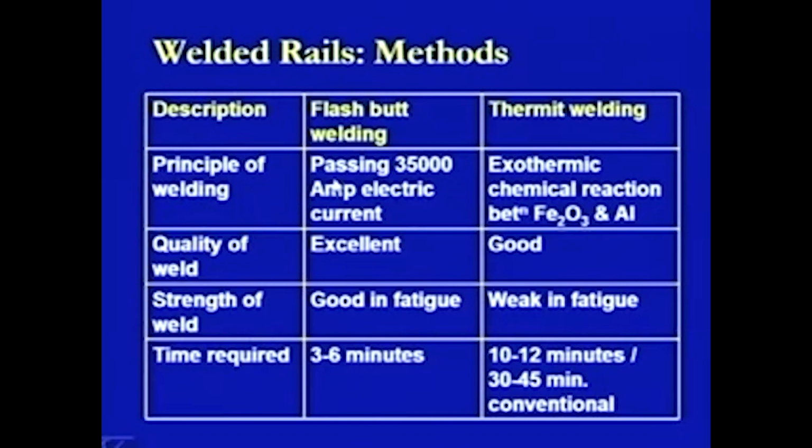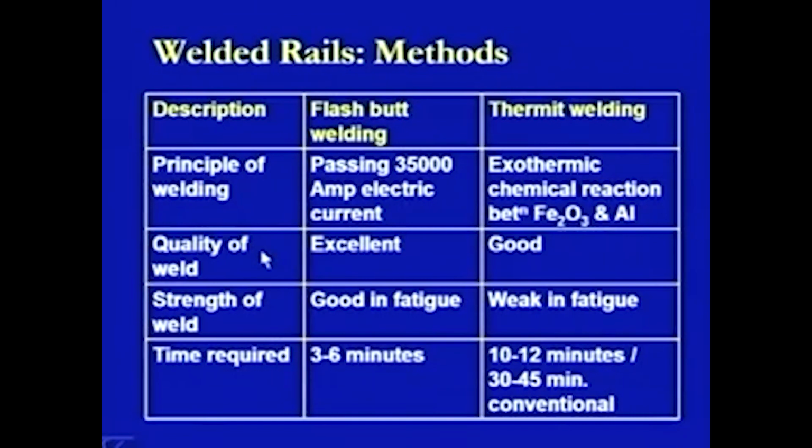In the case of flush butt welding, what we are doing is passing a 35,000 ampere electric current between the two rail sections so as to join them together. Whereas in the case of thermite welding, we are using an exothermic chemical reaction between the iron oxide and aluminum. This exothermic chemical reaction gives us iron and aluminum oxide, and this is the principle by which the joining is being done.